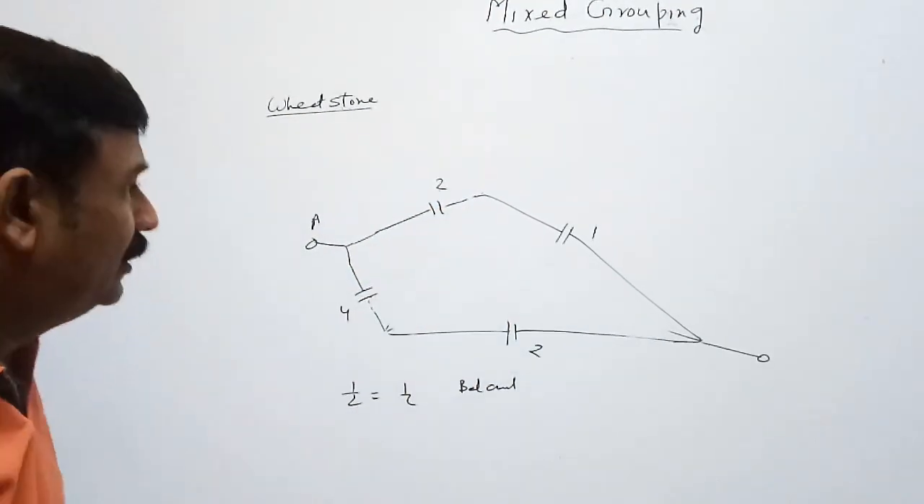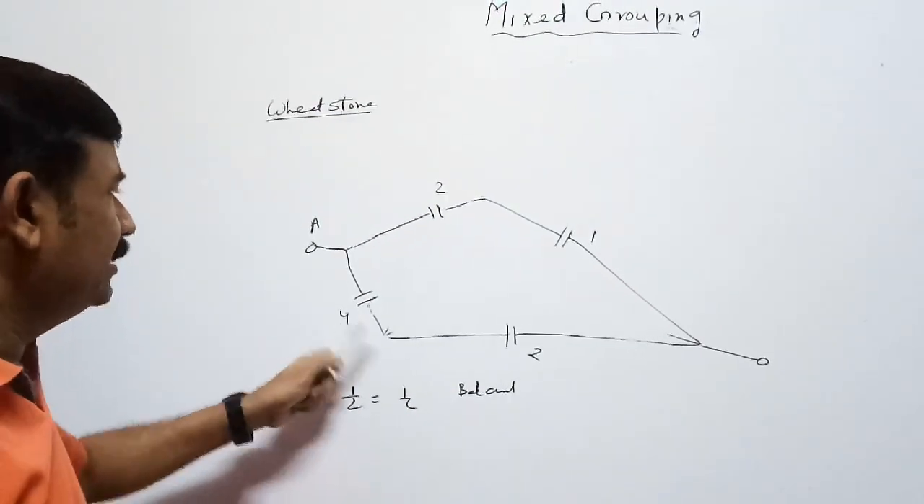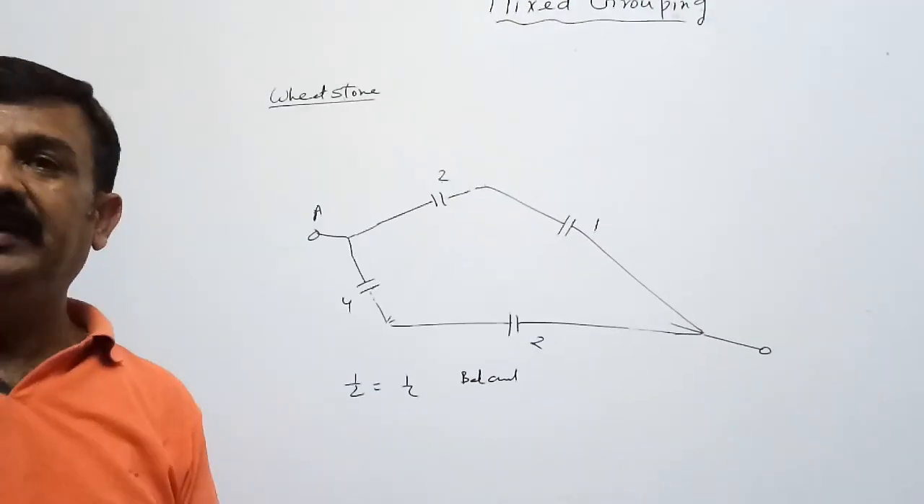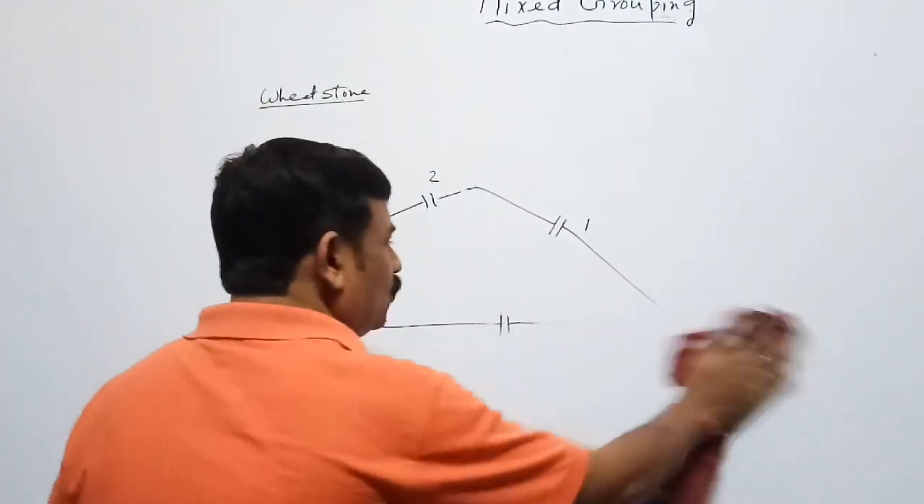Now what is the result? This 2 and this 1 are in series. This 4 and this 2 are in series. The rest 2 are in parallel. Very easily we can find the net capacity. Now there is one more form of Wheatstone bridge.